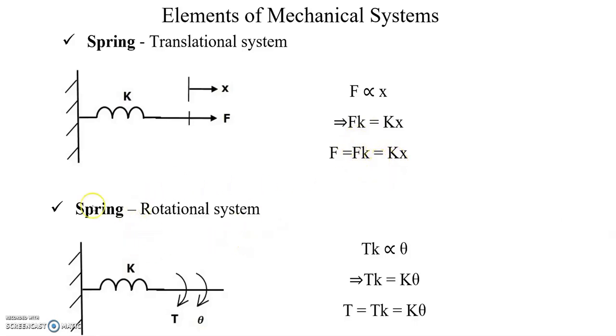Next is the torsional spring, which is present in rotational systems. In the translational mechanical system, the spring stores potential energy. Similarly, in the rotational mechanical system, the torsional spring stores potential energy. Here the opposing torque is directly proportional to theta, that means angular displacement. So Tk is equal to k into theta, where k is the proportionality constant. Whenever a spring is present in a rotational system, you can write k into theta.